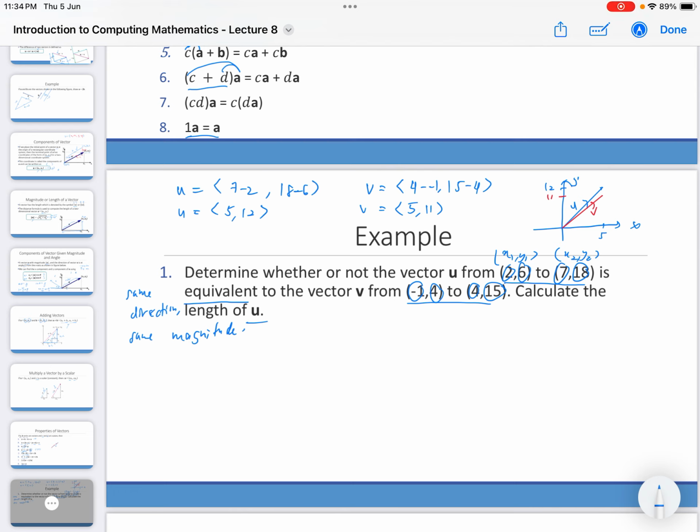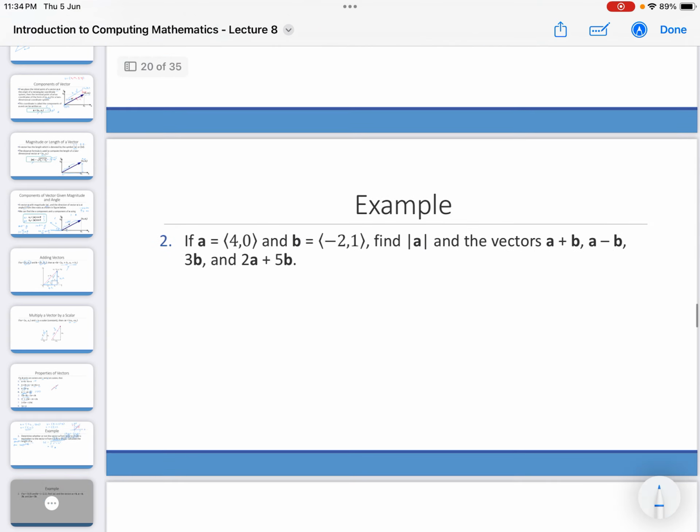And then calculate the length of u. Since we already found the components of u, we can calculate the length, or the magnitude, of u, which equals the square root of x squared plus y squared, which is 5 squared plus 12 squared. So this one equals 13. Okay, let's look at another example.